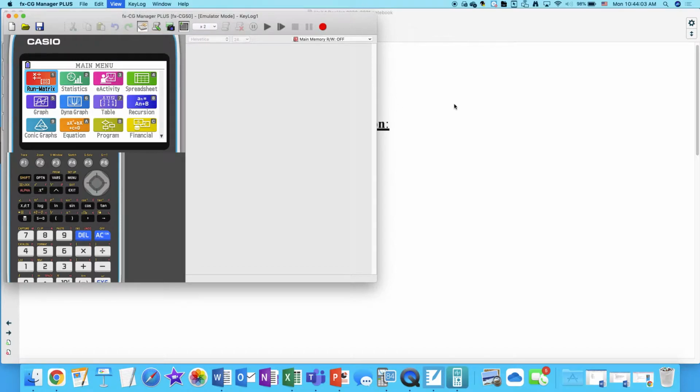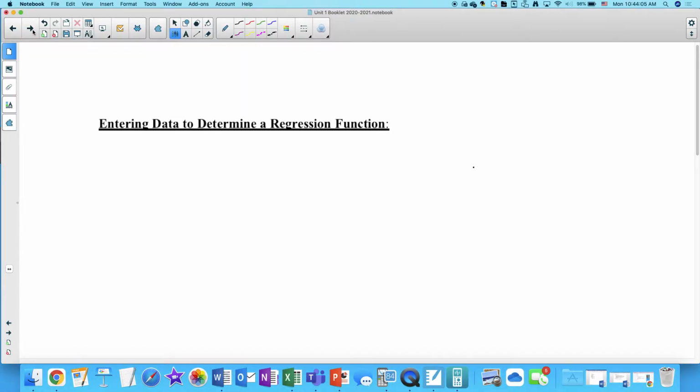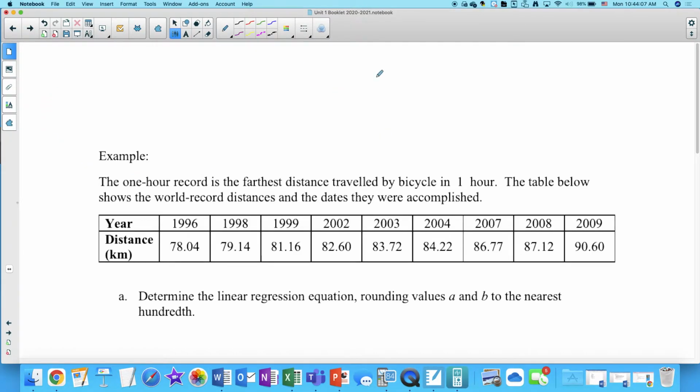Okay, so example. The 1 hour record is the farthest distance traveled by bicycle in 1 hour. The table below shows the world record distances and the dates they were accomplished. You can see in 1996, the 1 hour record, which is how far you go in 1 hour, was 78.04 kilometers. That's crazy fast. And then in 2007, it's 86.77 kilometers, that sort of thing.